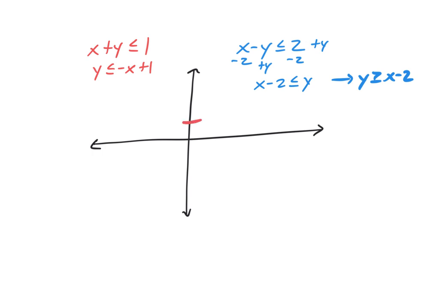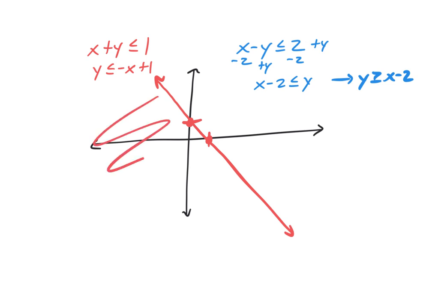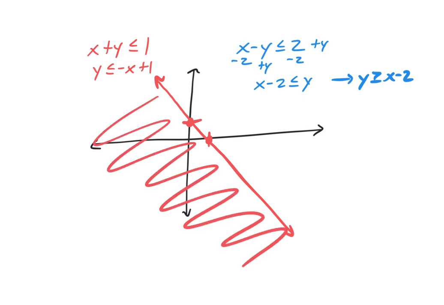For the first one, we're going to go up 1. My slope is negative 1, so we're going to go down 1, right 1. Okay, and do it as many times as you want. It's going to be a solid line. And then less than means it's going to be shaded below.